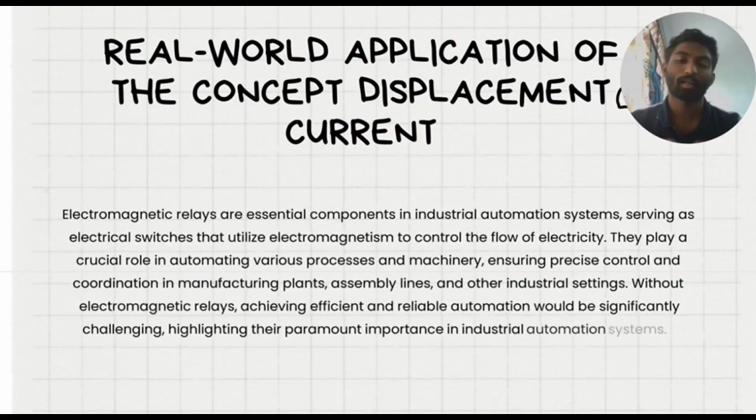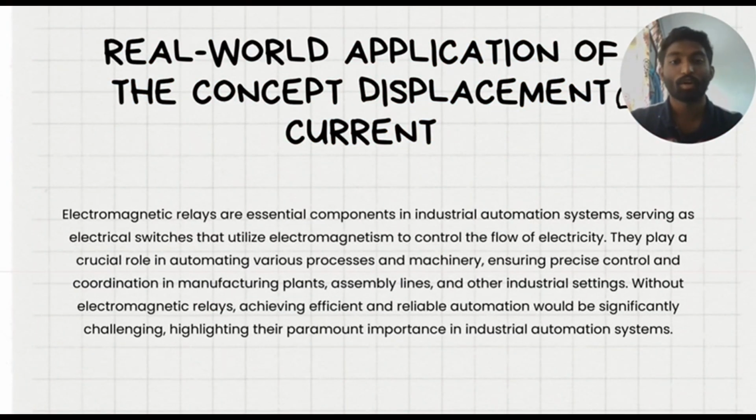For the last part, I'll be talking about a real-world application of the concept of displacement current, which is the electromagnetic relay. First, let's start by understanding what electromagnetic relays are and why they are crucial in industrial automation. Electromagnetic relays are electrical switches that use electromagnetism to control the flow of electricity in a circuit. They are essential in industrial automation systems for controlling machinery, processes, and other critical components.